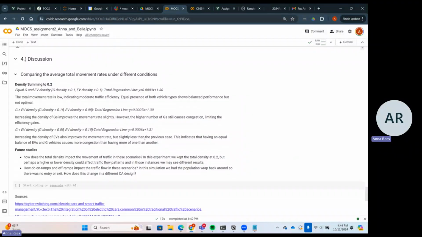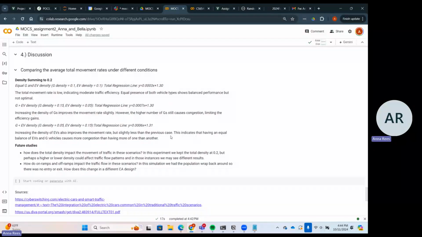So that told us that if there is an imbalance in the density of vehicle type, whether there's more gas than electric or more electric than gas, then the congestion rate and the amount of movement on a roadway is better than if there's an equal amount of gas and electric.